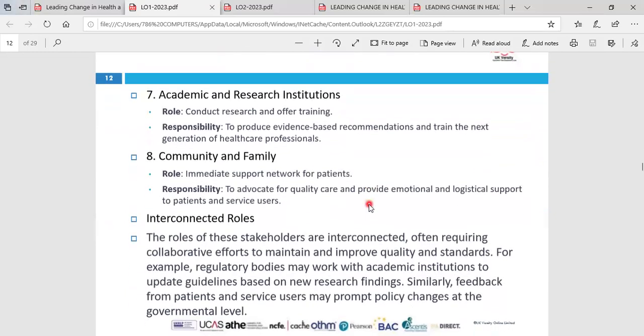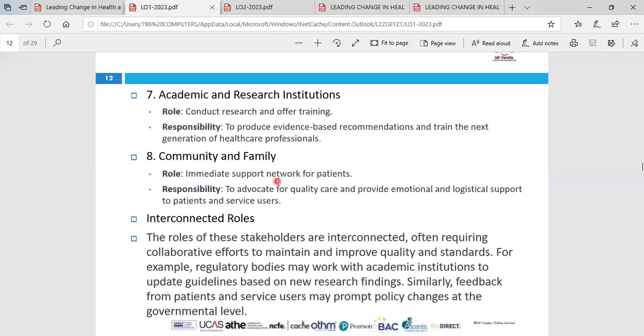Then you have the academic and research institutions who offer training and conduct research to bring about evidence-based recommendations, because these recommendations change on a regular basis. So you have these institutions working to highlight those changes and publish them, and make sure that they reach the people or organizations who are most concerned with these changes. Communities and families, again, are the immediate support network for the patients.